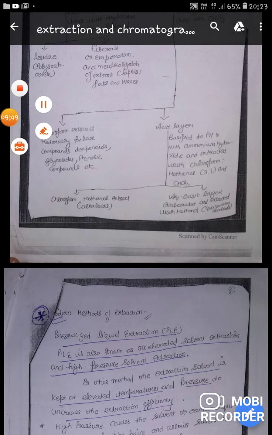Then the acid layer is extracted again with methanol and chloroform, and there are two layers: chloroform methanol and a basic aqueous layer. The chloroform methanol layer contains alkaloids, whereas the basic aqueous layer contains quaternary alkaloids. So a modern method of extraction is the pressurized liquid extraction technique, also known as PLE, or accelerated solvent extraction or high pressure solvent extraction technique.